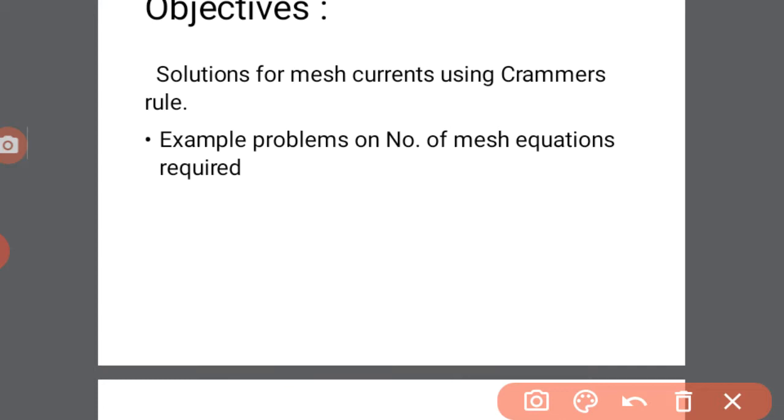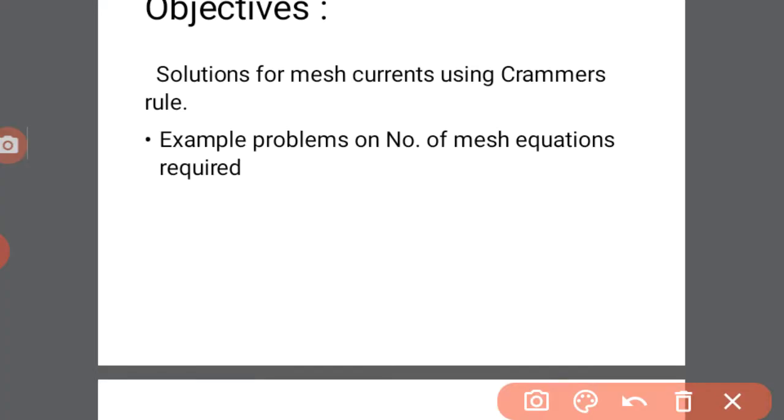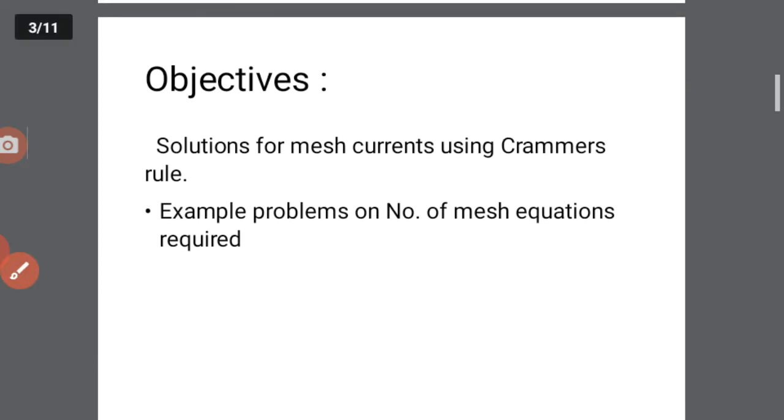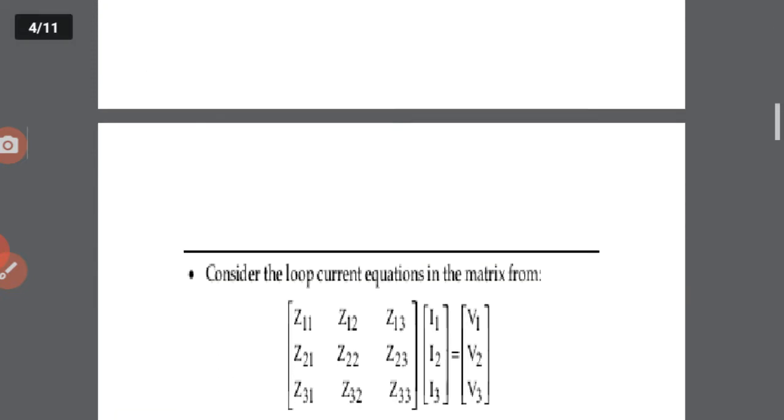Next, there are some example problems on the number of mesh equations required. We already know the formula, m = b - n + 1, but how do we apply this formula to networks? That is the purpose of the example problems. Once we have the mesh equations and put them into matrix form, how do we get the solutions and determine voltage, current or any other parameters? This we have discussed here.